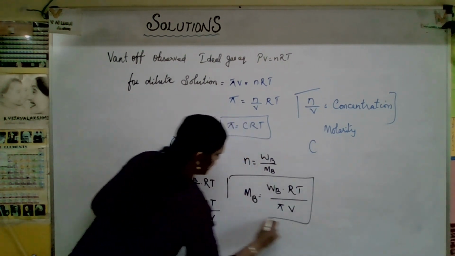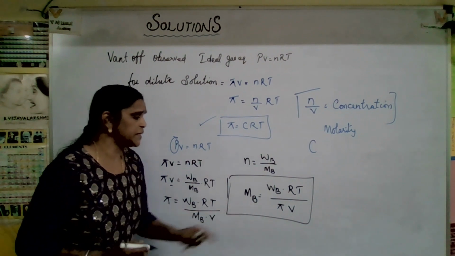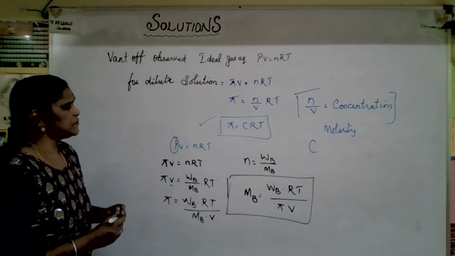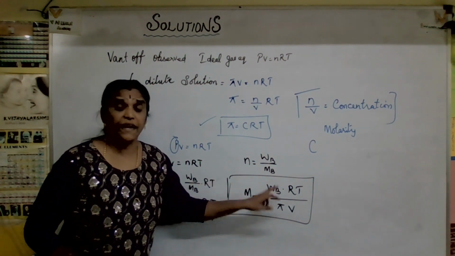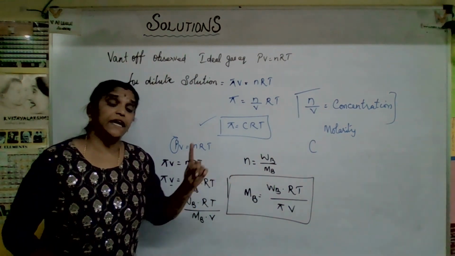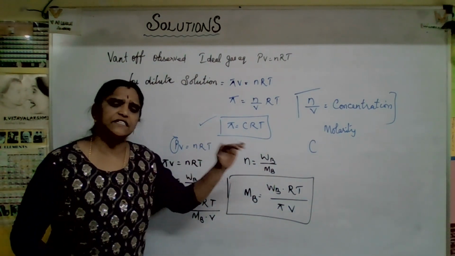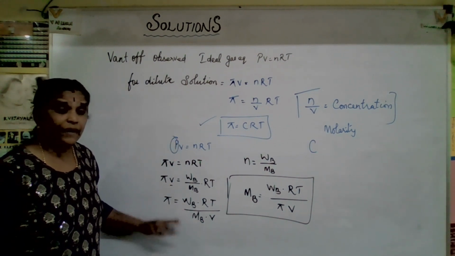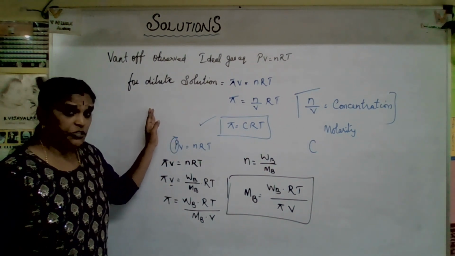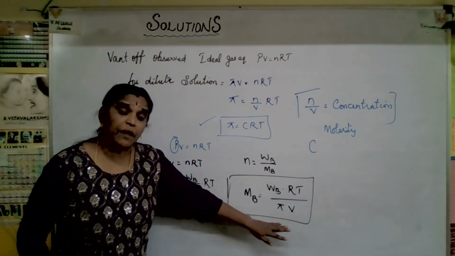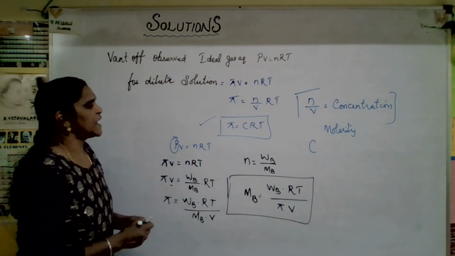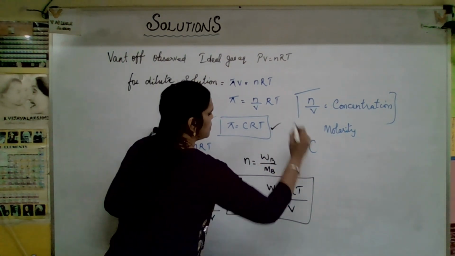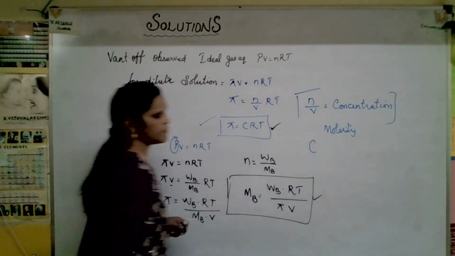Hope you got a better idea about this point. WB, B is the solute, A is the solvent. You know very well, that is the fundamental idea. Hope you got better clarity about osmotic pressure. While solving related sums, we can utilize this formula as well as this formula.